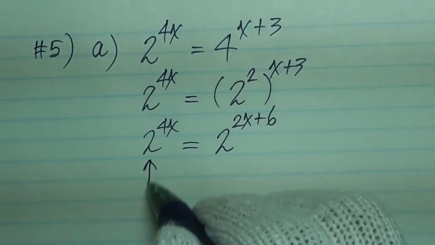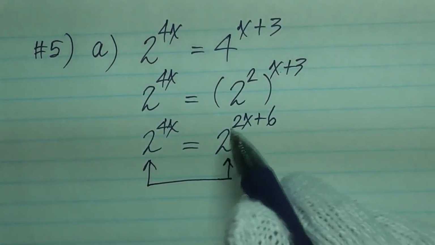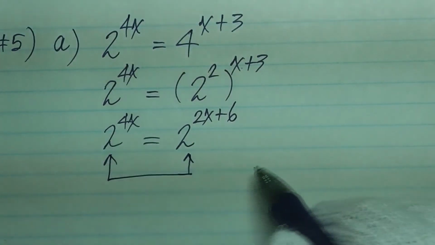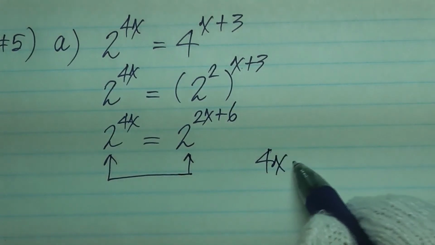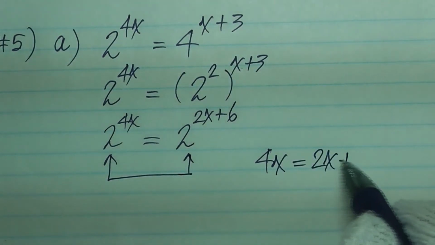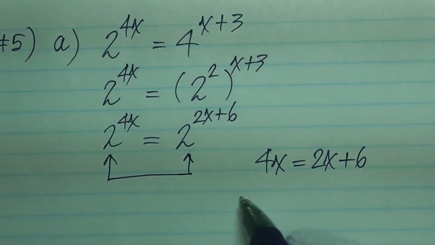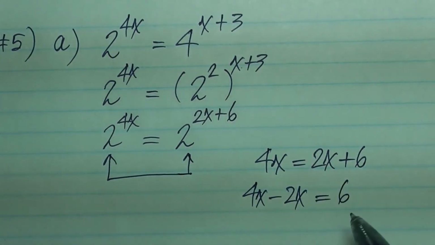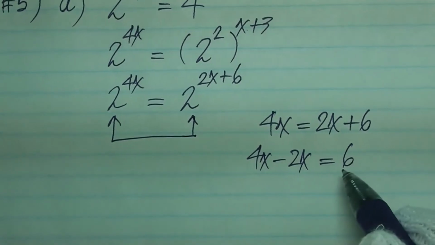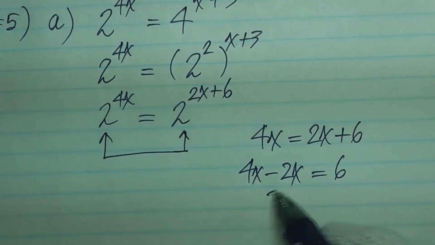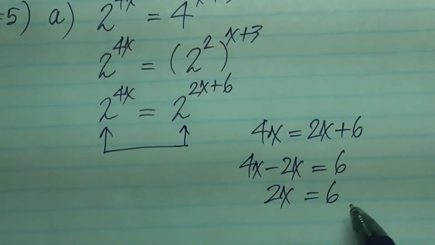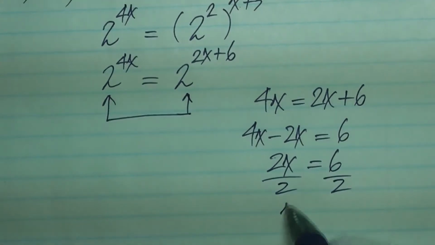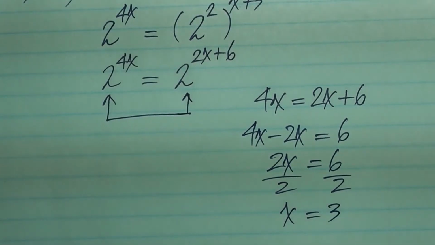same base. I can equate the exponents. So 4x equals 2x plus 6. Four x minus 2x equals 6. 2x equals 6. X equals 3.